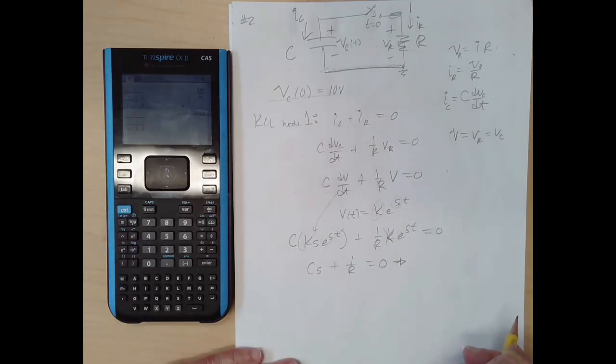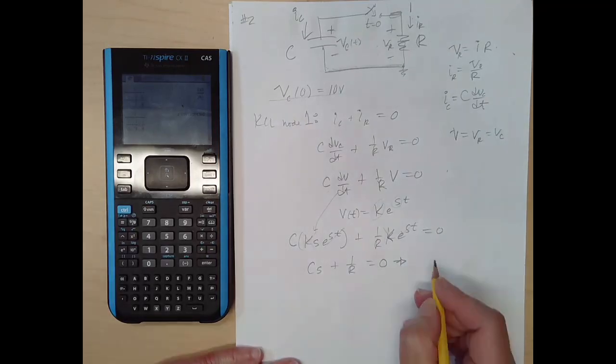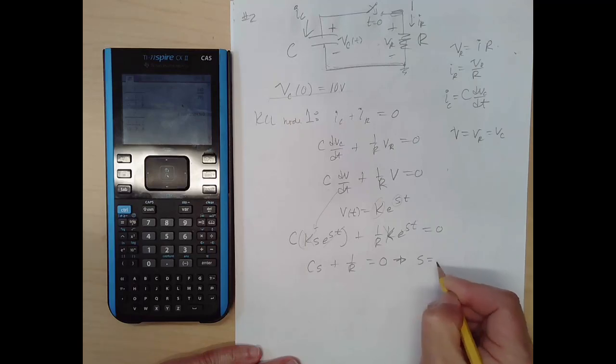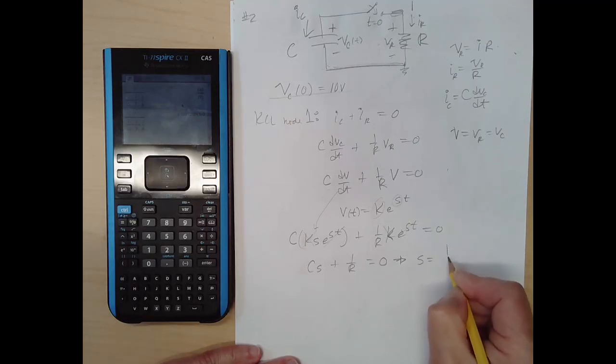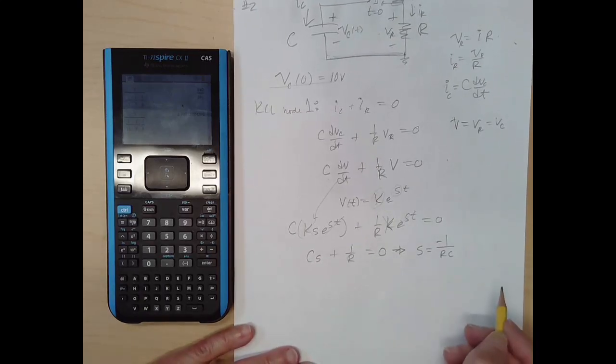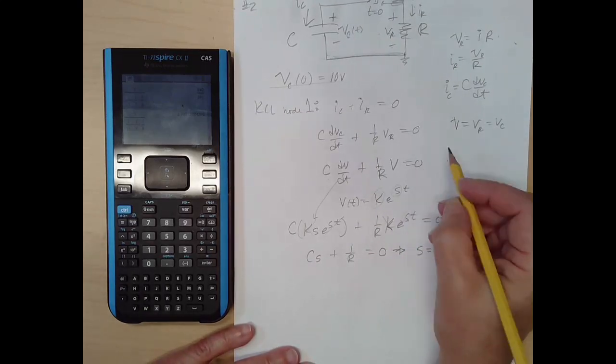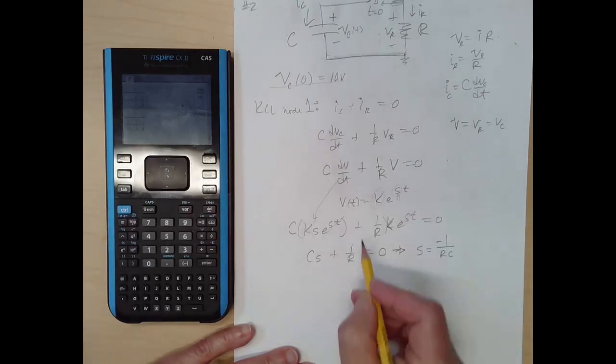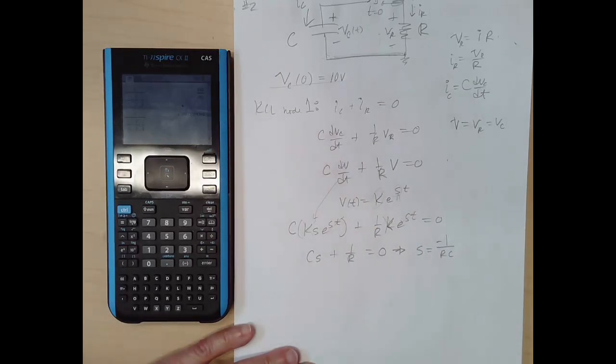If I'm not losing anything here, s equals negative 1 over RC. Looks good. Okay, so we've got one of our unknown parameters in our voltage equation, but we still don't have k. k just went away, right? So what can we do to figure out k?